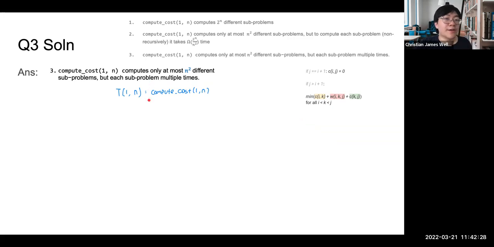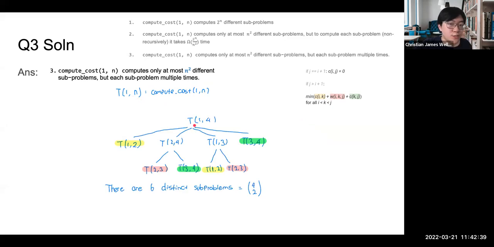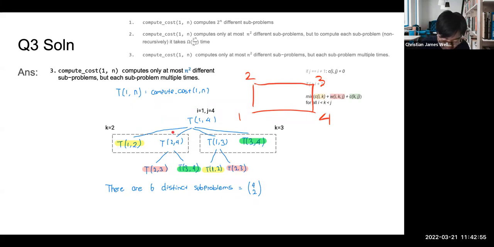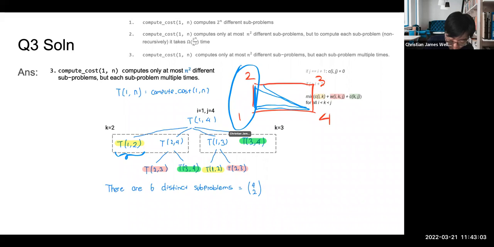I'm going to try and convince you with a small example. T1n is the compute cost of 1 to n. So for example, if I have T14, what does this mean? Let's say I have a rectangle with vertices 1, 2, 3, 4. Then this half over here is the recurrence where you choose this as the first triangle. That's why it's T12. This is T12 and T24. That's the left part.